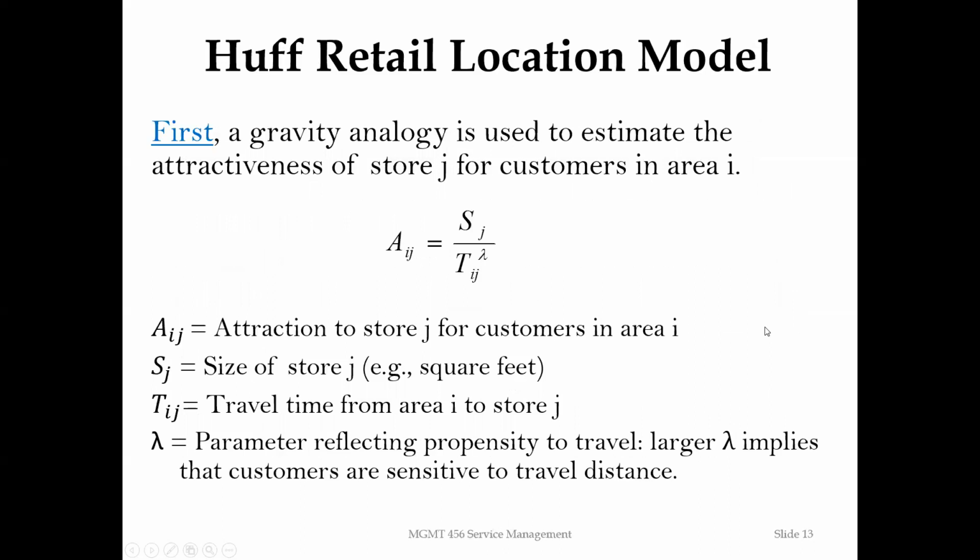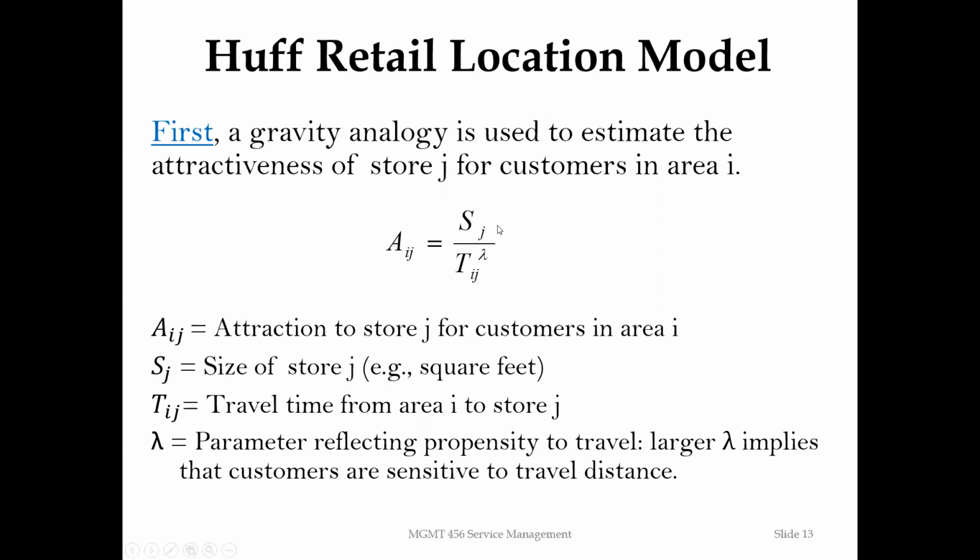So here are the different steps. The Huff retail location model takes 4 different steps. The first step is to calculate attraction, or how attractive each location is. Typically, when we do a Huff retail location model, we deal with multiple stores in the same region. So we look at these multiple stores to see which one is more attractive or which one can capture more market share.